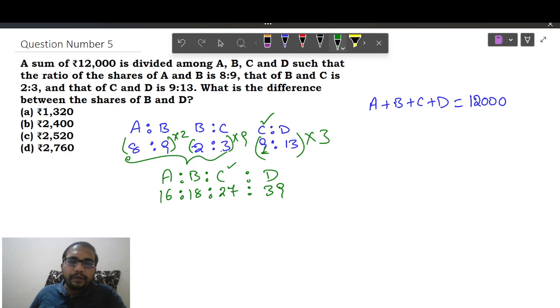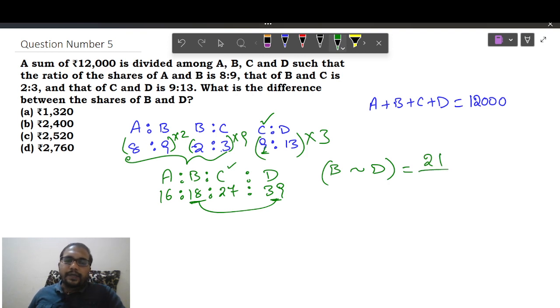Now what they are asking: what is the difference between the shares of B and D? B and D share difference they are asking. B and D difference is how much? 39 and 18. Difference is 21 out of the ABCD share. 39 minus 18, difference 21. Out of this total share you need to find out. Right?